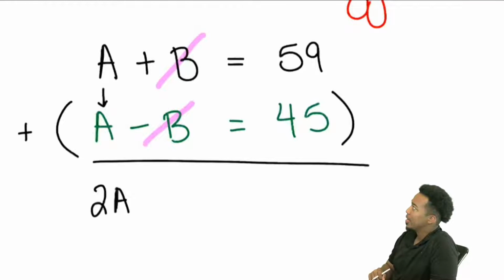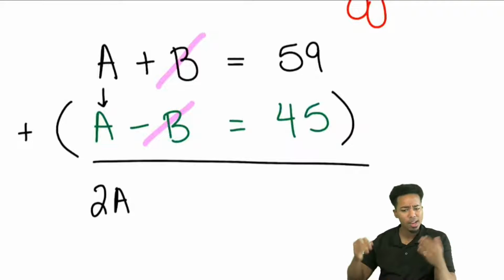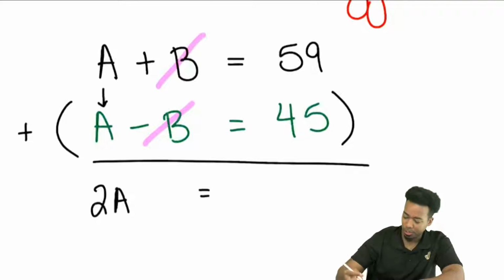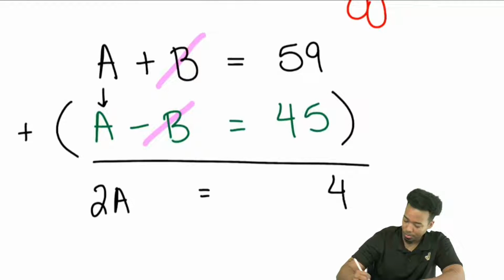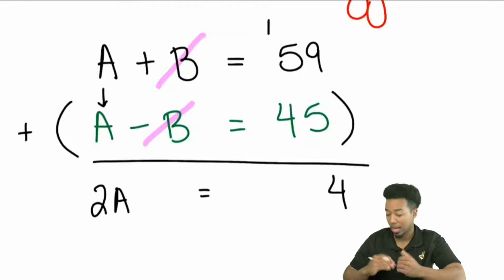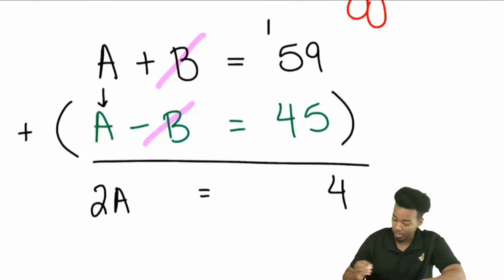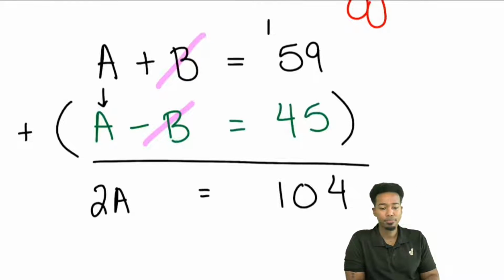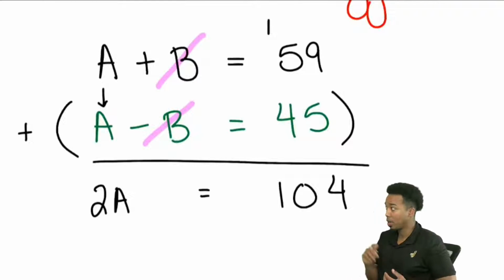Just to make that cancellation more clear, let me erase all that. And then lastly, we have 59 plus 45. Okay, that might be a little bit of work, but let's go ahead and do it. 59 plus 45, 9 plus 5, that's going to be 14. 5 plus 4 is 9. Carry that 1, it's going to be 10. So we have 104. Okay. We're not done yet, though, because if we're trying to solve for A, all we have to do now is do what to both sides?